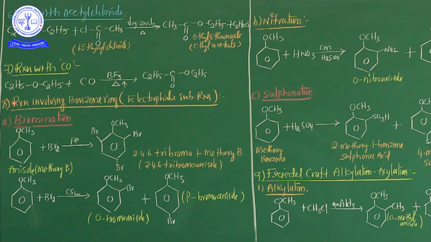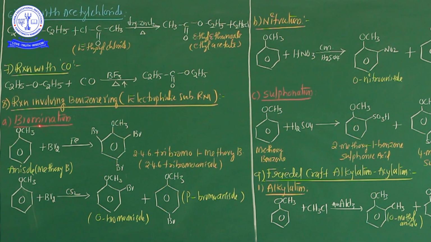Now in this eighth column, reactions involving the benzene ring. It is nothing but electrophilic substitution reactions. It means, in the case of reactions involving the benzene ring, what chemical reactions are present here. Now see bromination; the important one is bromination.